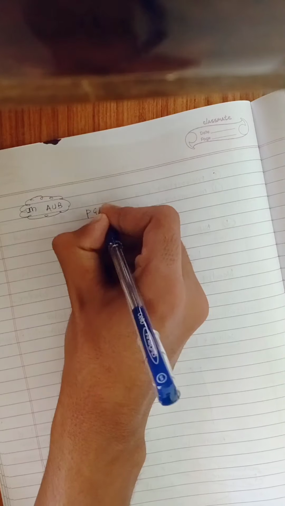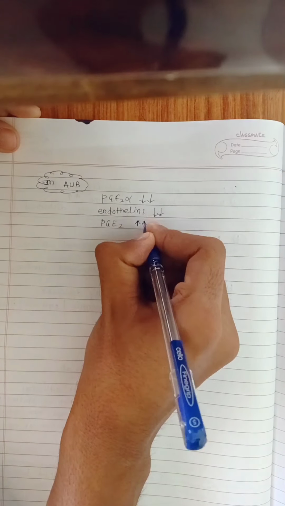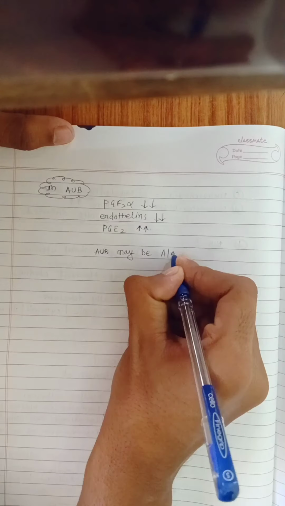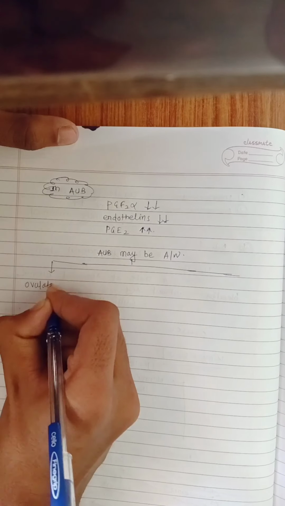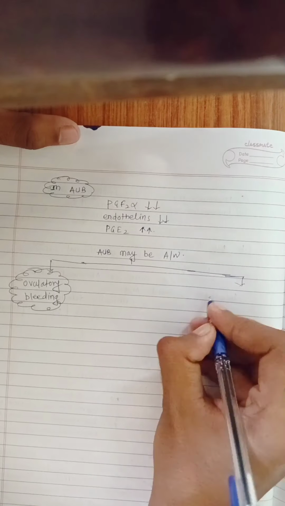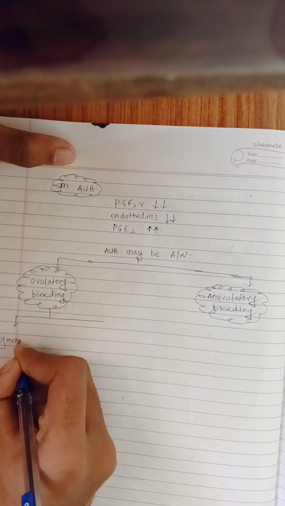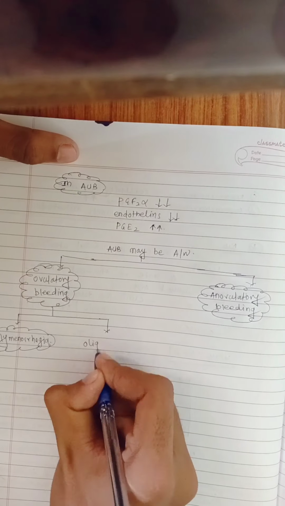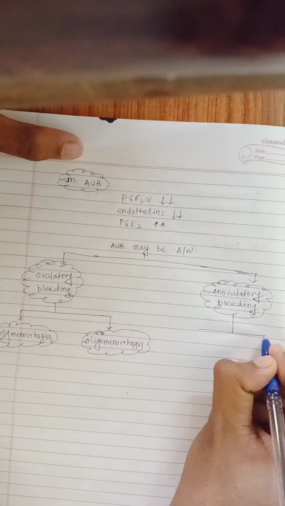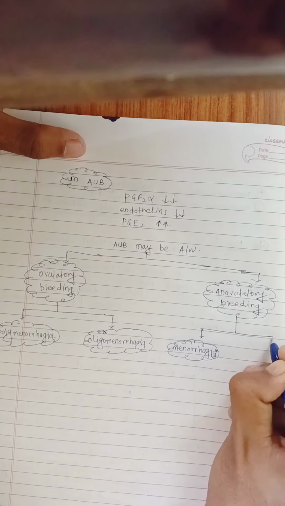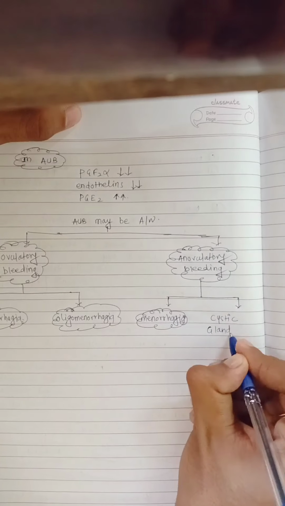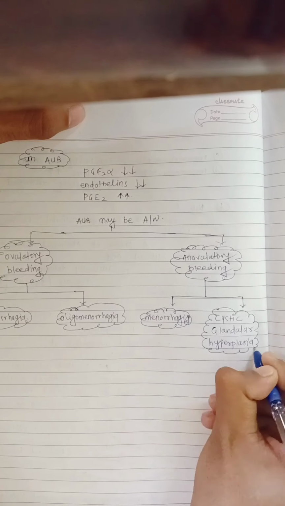In abnormal uterine bleeding, what occurs? PGF2 alpha is decreased, endothelins are decreased and PGE2 is increased, which causes bleeding. AUB may be associated with ovulatory bleeding or anovulatory bleeding. Ovulatory bleeding is further polymenorrhagic or oligomenorrhagic, and anovulatory is menorrhagic as well or cystic glandular hyperplasia.